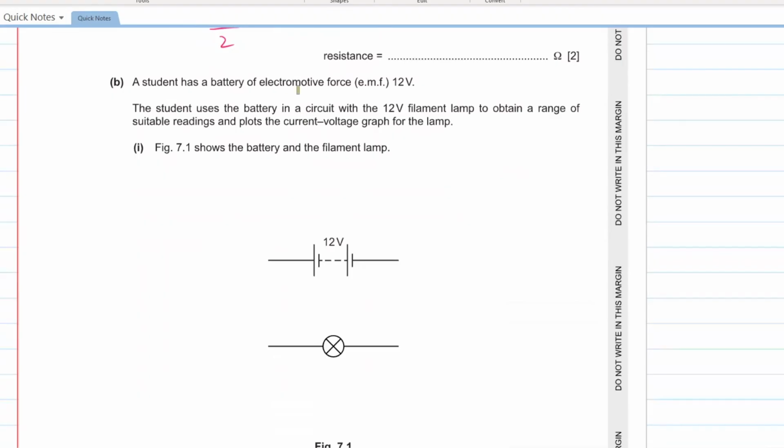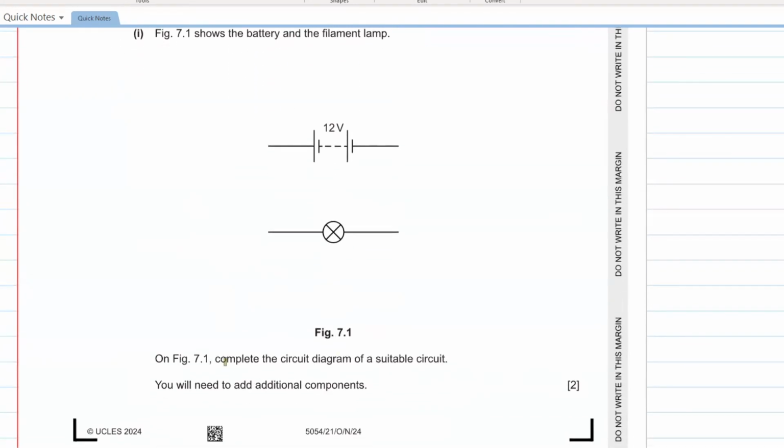A student has a battery of electromotive force 12 volts. Perfect. The student uses the battery in a circuit with a 12 volt filament lamp. Perfect. The lamp is connected here. To obtain a range of suitable readings and plot a current versus voltage graph for the lamp. Okay. Figure 7.1 shows the battery and the filament lamp. On figure 7.1, complete the circuit diagram of a suitable circuit. You will need to add additional components.